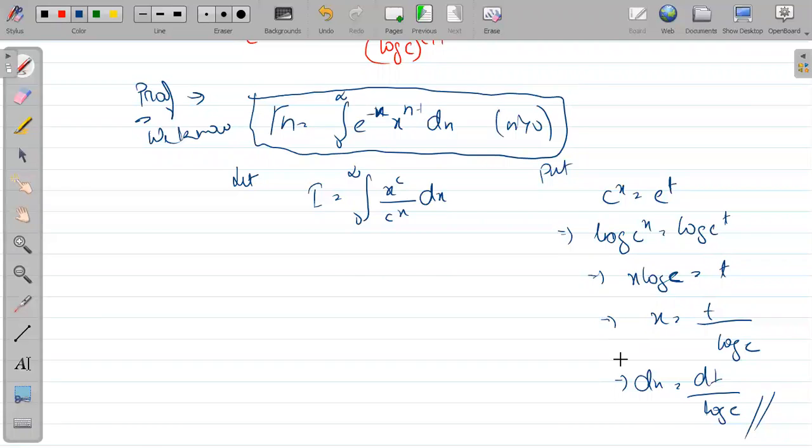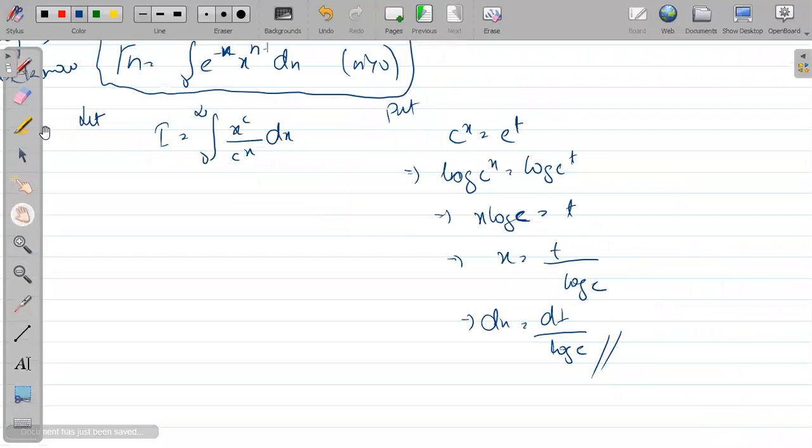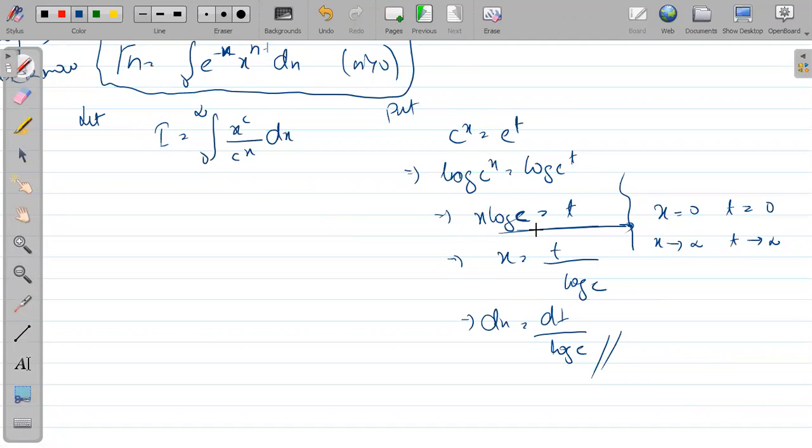How have the limits changed? Are the limits changing or not changing? Let's see. If x is 0, then at that time t will also be 0. If x is infinity, then t will also be infinity. You can see the limits part from here. So these limits are not being changed.